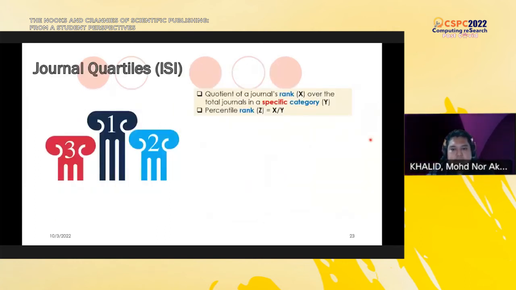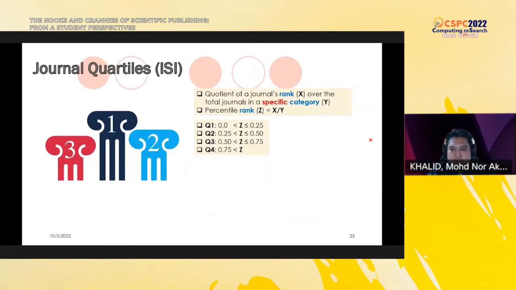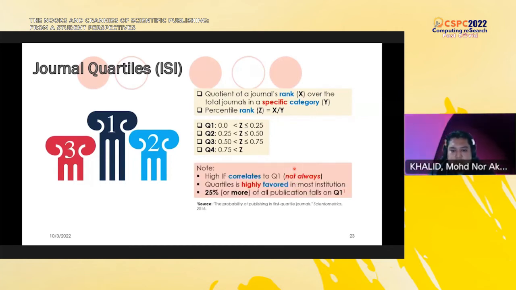And then the journal quartile. This shows the ranking of your journal over the total journals in a specific category. So if you want to know your category, you need to identify it first. Let's say you're focusing on computer science, then find the category of computer science and see the ranking of the journals within that field. From there you can get the journal ranking and calculate which are the Q1, which are the Q2, and so on.